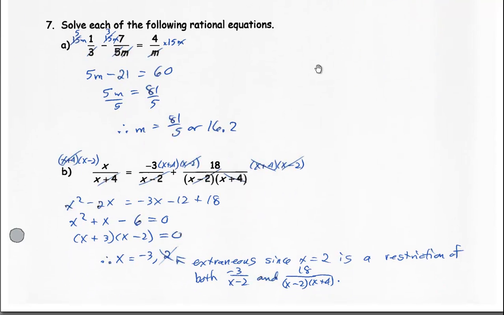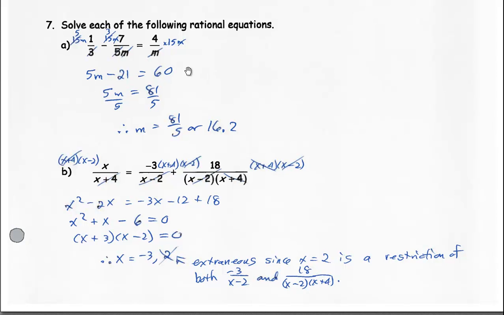For number 7, you're asked to solve each of these. And so the first thing you should do is find a common denominator for the 3, the 5m, and the m, which would be 15m. And so I multiply everything by 15m. So 3 goes into 15 5 times, so it's 5m times 1, which is 5m. 5m goes into 15m 3 times, so basically it's negative 3 times 7, so that's negative 21. And m divides out with this m here, and so 4 times 15 is 60. And so that's what that becomes after you multiply by 15m on both sides.